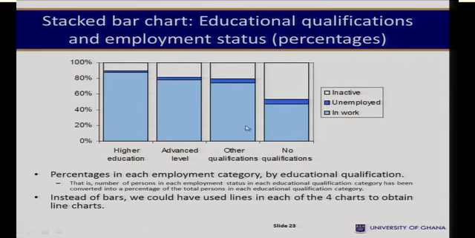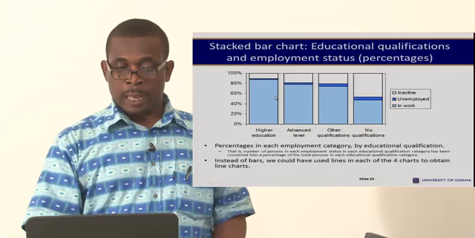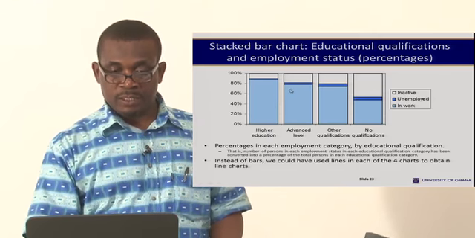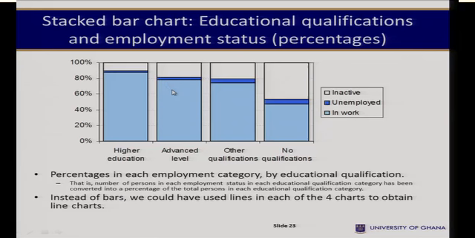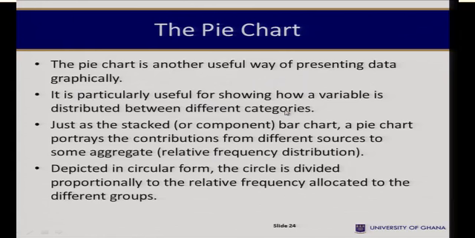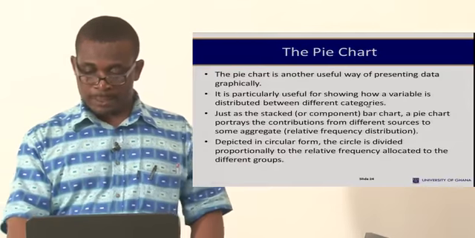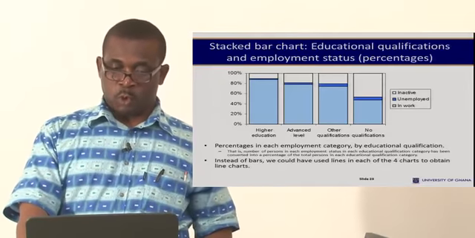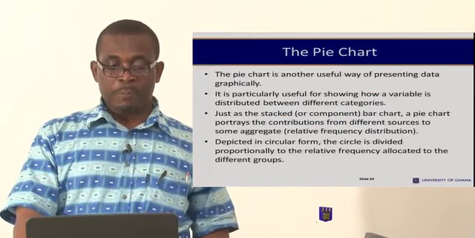But as you move through other qualification to higher education, the percentages increase. For example, we know that about 88% of those with higher education have employment, compared to about 76% for A levels, and then 50% for no qualifications. Now we will wrap up with the pie chart.